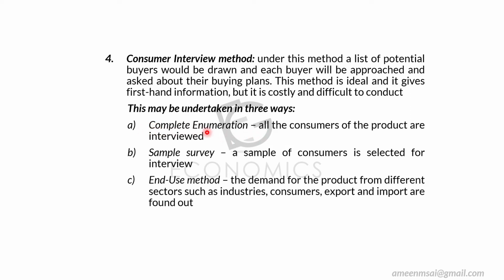Complete enumeration in the sense that you're contacting each and every consumer that comes to your shop, that buys your product. The second one is sample survey. That means you will be selecting a sample of 1,500, and you will be interviewing only that sample, and you will get the data that you need.